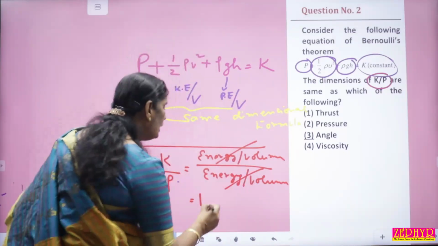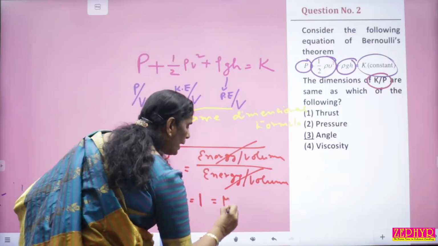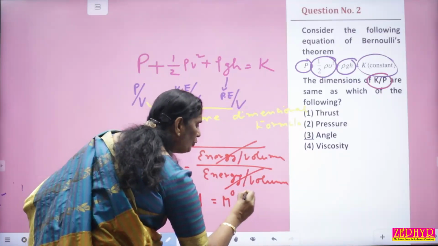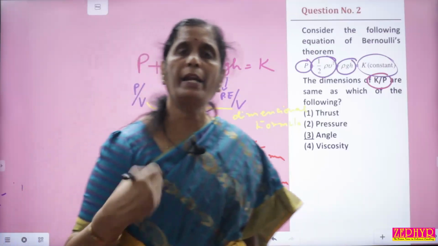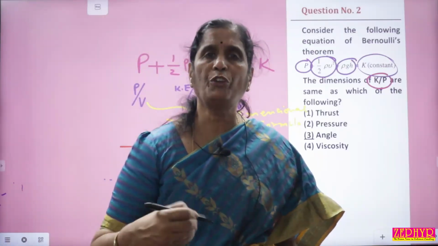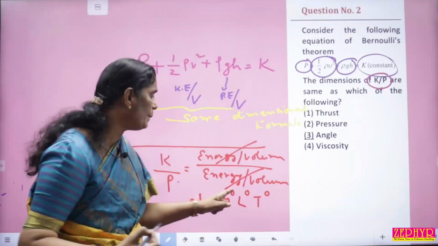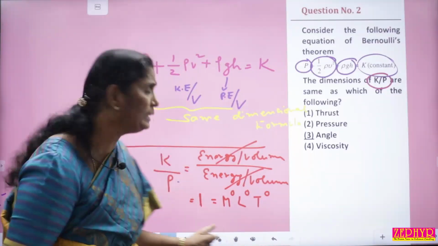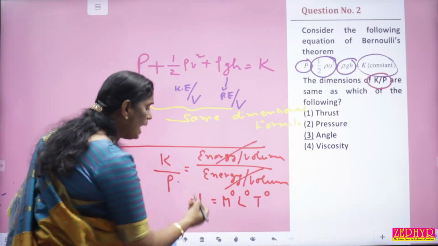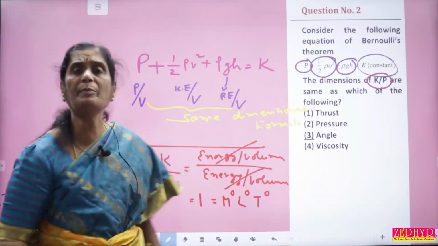How do you write 1 in our dimension analysis? M raised to 0, L raised to 0, T raised to 0. M raised to 0 is 1, L raised to 0 is 1, T raised to 0 is 1. So we don't have dimensions: 0 for M, 0 for L, 0 for T. That is the dimensions, but the dimension formula will be 1. So this is my answer.